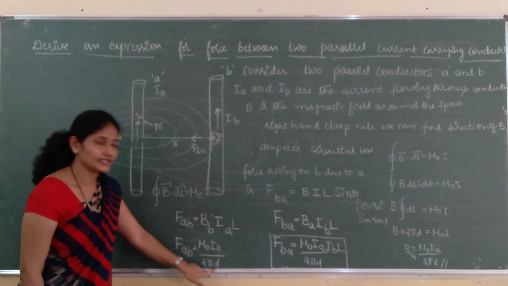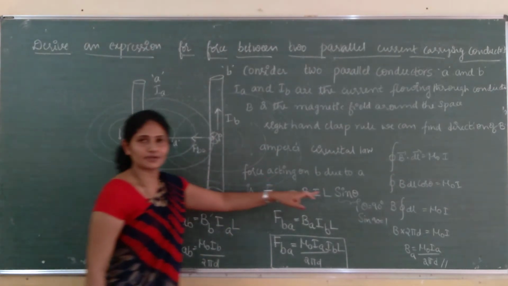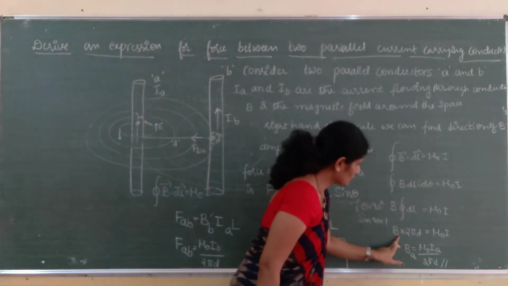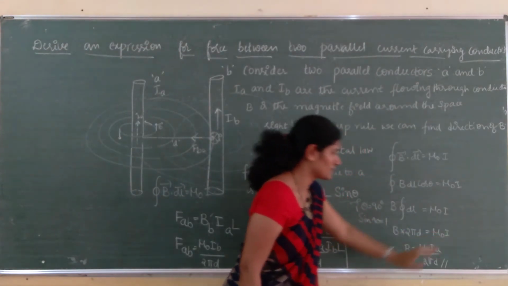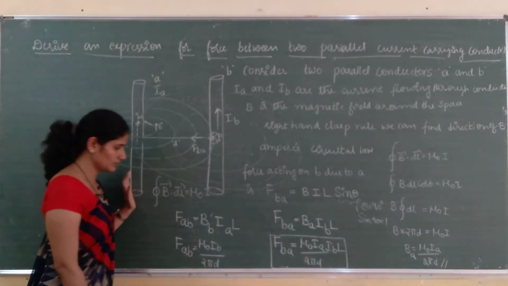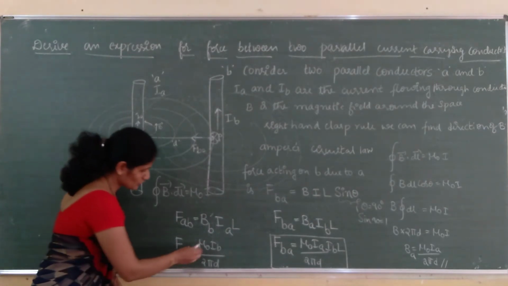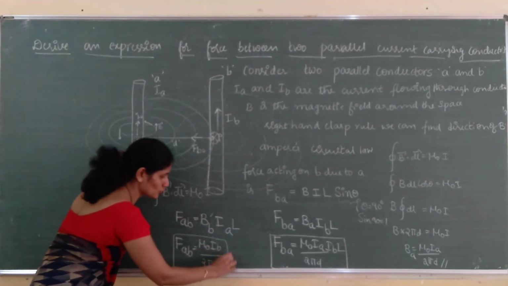Distance is d, same. So B into 2 pi d is equal to mu naught into I, where I is the current flowing through the conductor. So, this is the expression for the magnitude of force.